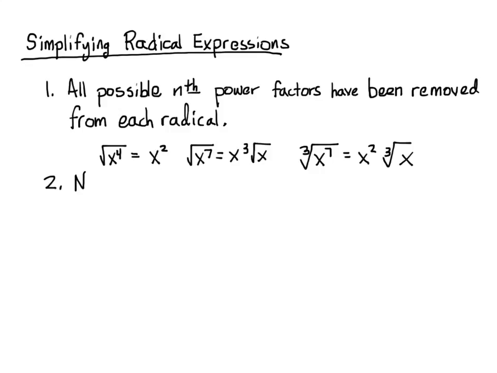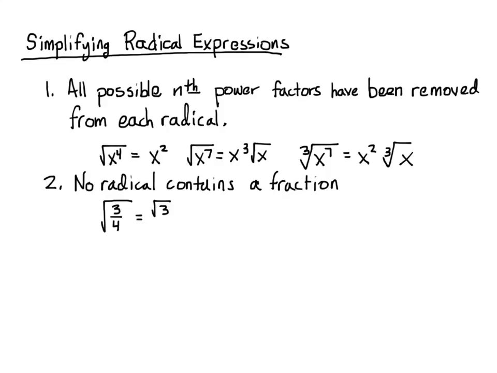Okay, rule number 2 is that no radical contains a fraction. So you know how to deal with these already. We talked about this yesterday. So if you have the square root of 3/4, you separate that out into the square root of 3 divided by the square root of 4, and the square root of 4 simplifies to a 2. So there we have square root of 3 over 2.